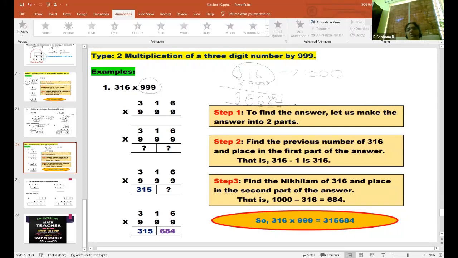Same concept, because it is 3 digits, you are taking the Aquilam to be 1000 and finding out the Nikilam, that is the first part of the answer. And then you are writing 1 less than the previous one. Ekanyunena Purvena. 1 less than the previous one, that is 315.